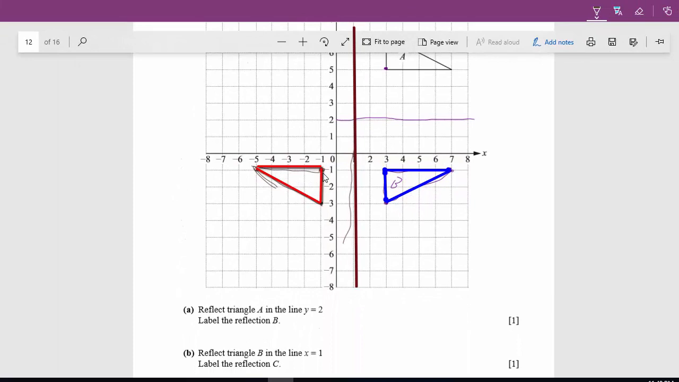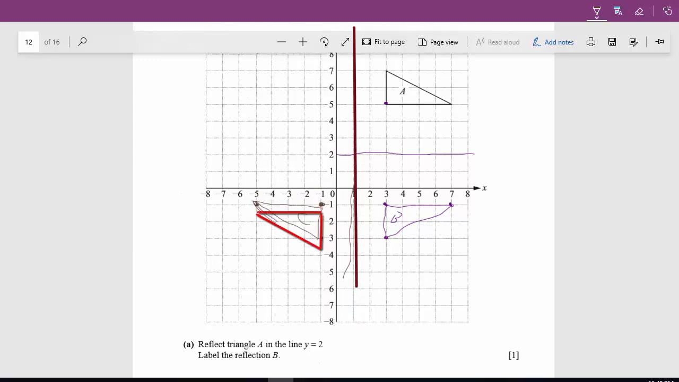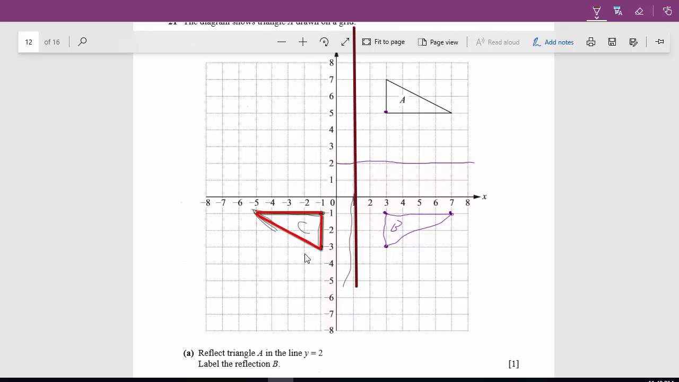Then the question says triangle C is rotated to go back on A. What is the center of the rotation? As you see, the rotation is 180 degrees. The shape became upside down, so of course it's 180 degrees.